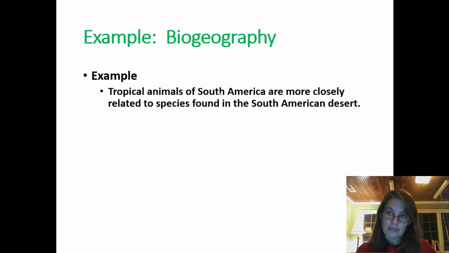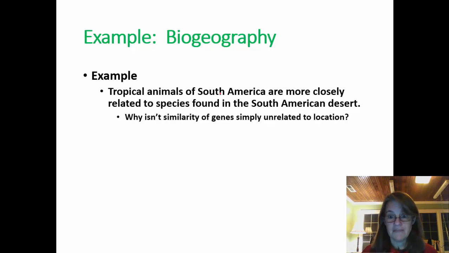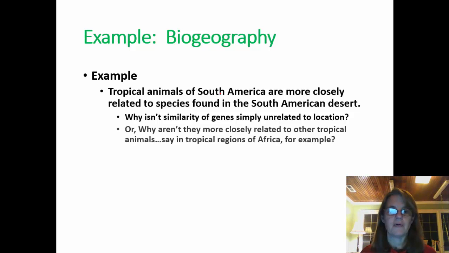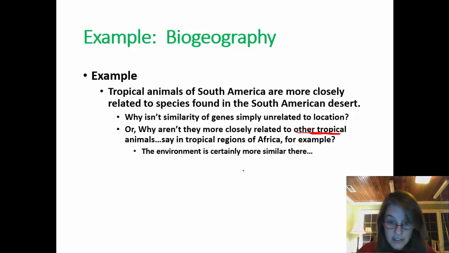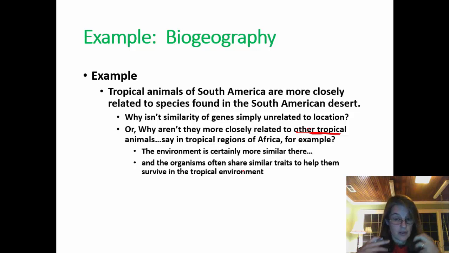Tropical animals in a tropical jungle environment on South America are more closely related to species found in a South American desert, okay, than they are to any other species, okay? Why isn't this similarity of genes simply unrelated to their location? Why aren't they just as closely related to South American desert animals as they are to African animals, for example? Why aren't they more closely related, in fact, to other tropical animals, say from a tropical region in Africa? The environments are certainly more similar there, and the organisms often share similar traits to help them cope with those tropical environments as opposed to a very different desert environment.